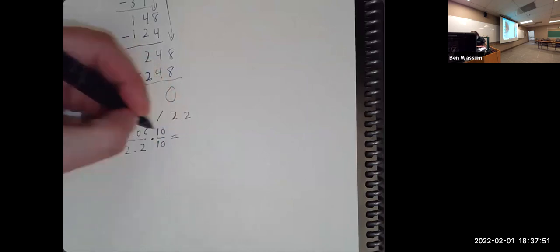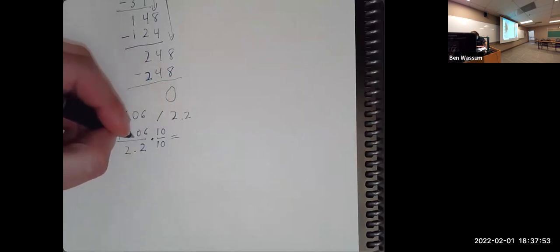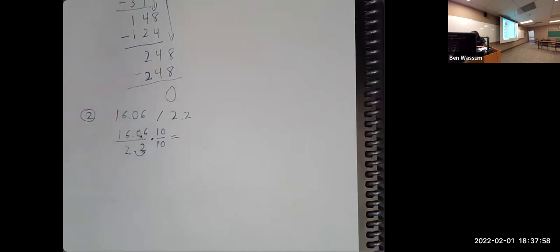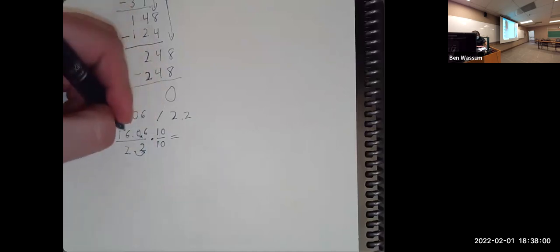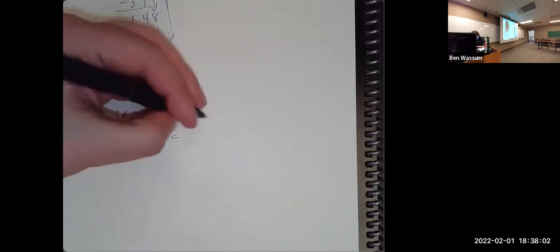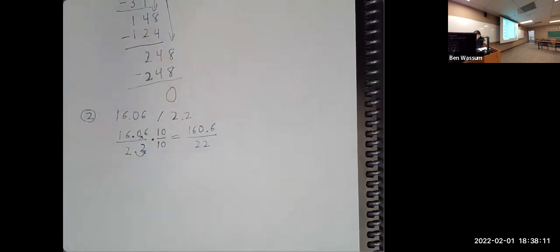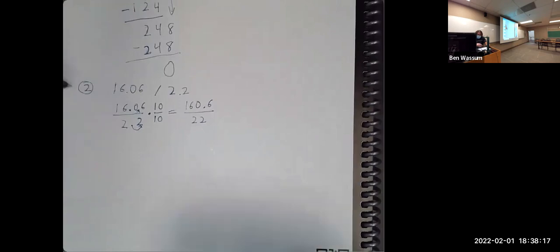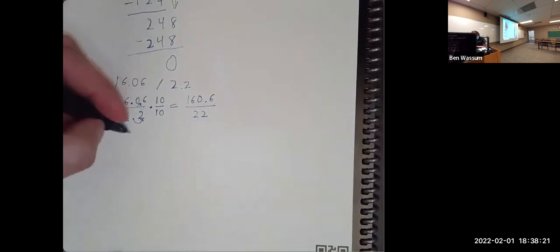So we do that. And basically what happens is the decimal point just moves to the right for however many 10s I have. So the 16.06 becomes 160.6, and down here, this becomes 22. Now that's the concept that we're working with when we do the long division shifting decimals over. And let me show you how that works out.